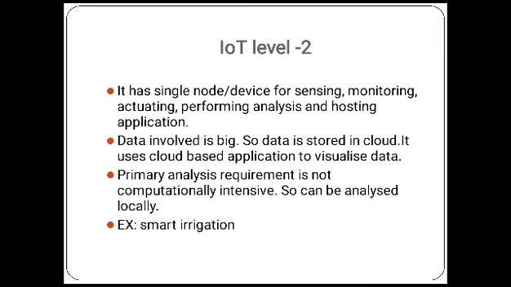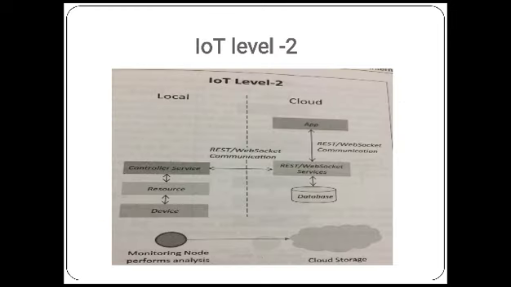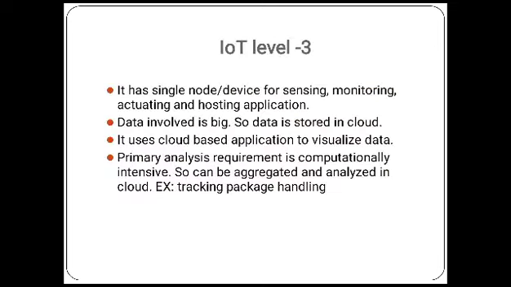For example, smart irrigation. So in IoT level 2, we have the same things: the database, monitoring node for performance analysis, device, resource and controller service. From that, you are giving both REST, WebSocket service and cloud. So based upon this, all the data can be stored through the cloud and retrieved later.